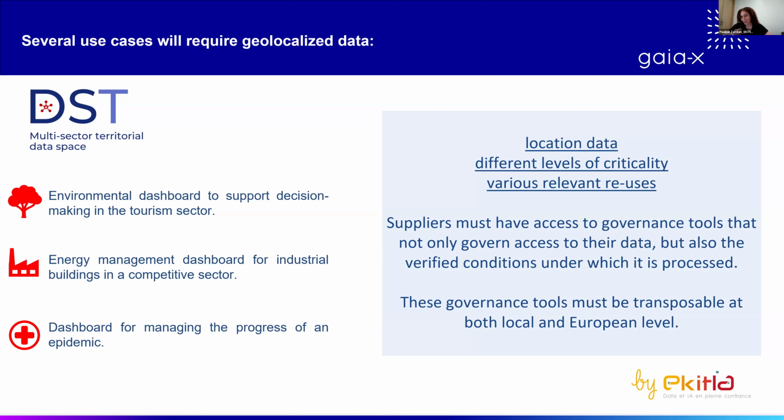In all those use cases, you have location data. You have different levels of criticality. For example, energy management in industrial buildings can reveal strategic information about the rhythm of the supply chain. So it could be very critical. And there are various relevant reuses. We need to help those local actors to identify all the reuses and to give them different governance tools to manage their sovereignty on their own data.